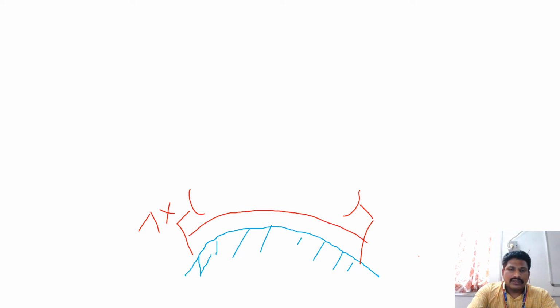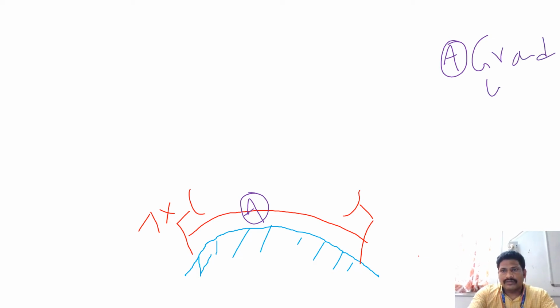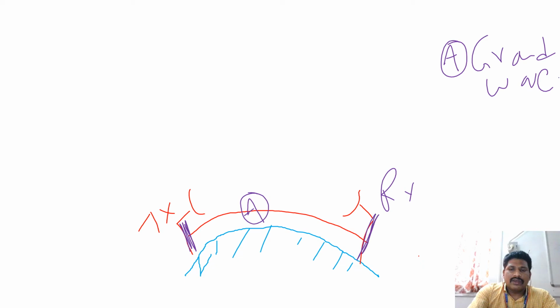I am representing this with A. A indicates ground wave propagation. So signals whose frequency is less than 2 megahertz I can transmit using ground wave propagation. This is the transmitting antenna and this is the receiving antenna.